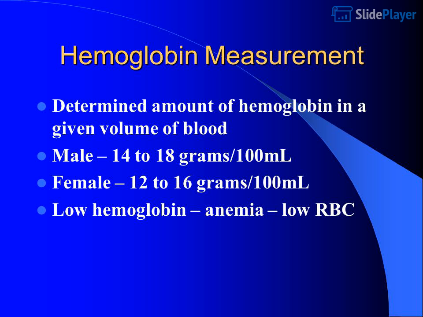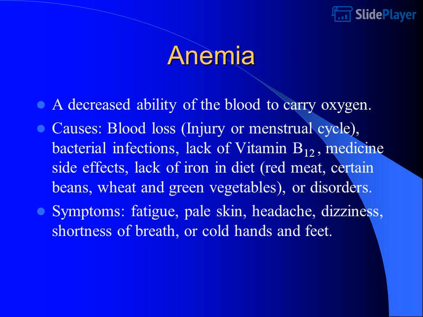Hemoglobin measurement determines the amount of hemoglobin in a given volume of blood. Male, 14 to 18 grams per 100 milliliters. Female, 12 to 16 grams per 100 milliliters. Low hemoglobin, anemia, low RBC. Anemia: a decreased ability of the blood to carry oxygen.